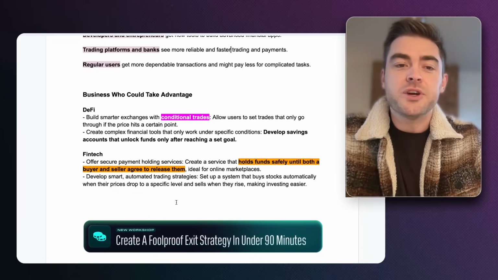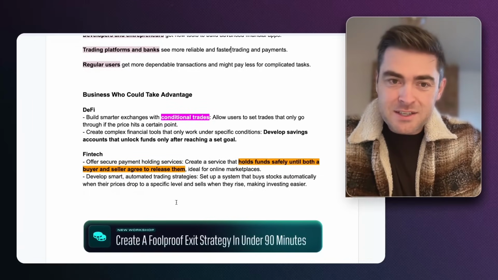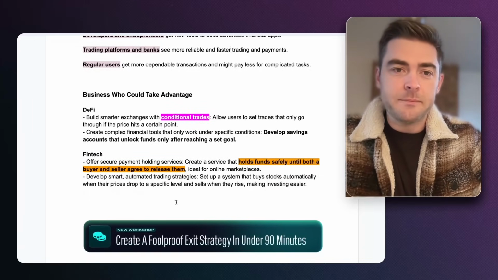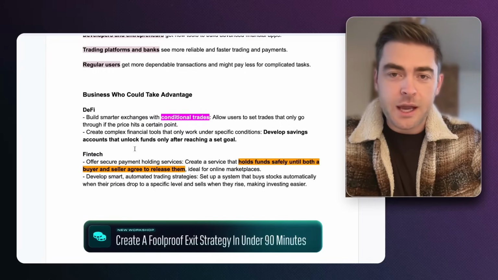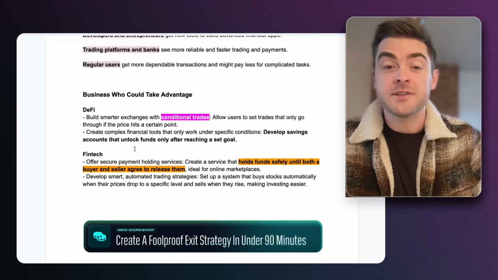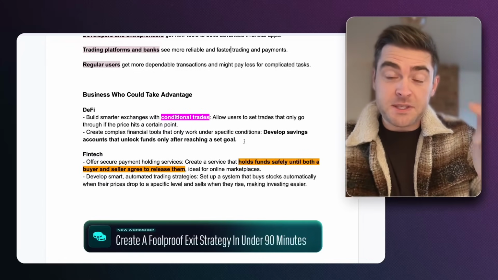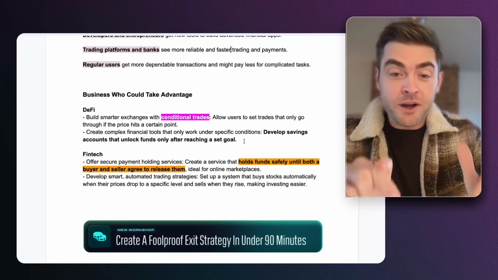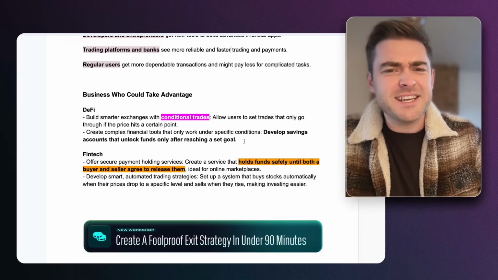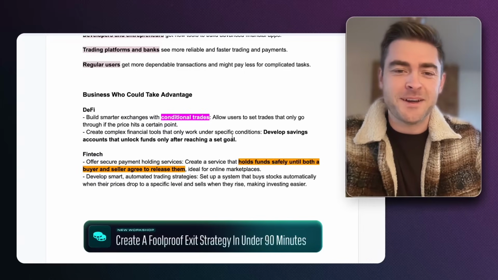But we're really interested in what businesses could take advantage of this whole amendment. Now, the two that I narrowed it down to, I know these are pretty big areas, but we've got DeFi and FinTech. Now, I'm going to read out these specific use cases, and you are going to think, what? That already exists, but it doesn't, and I'll tell you why in a second.